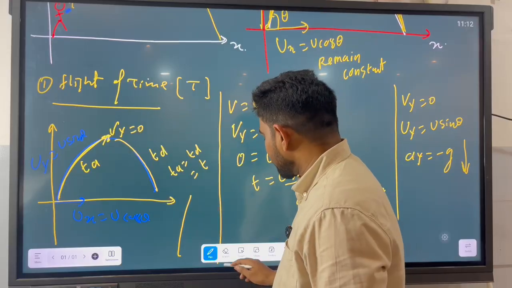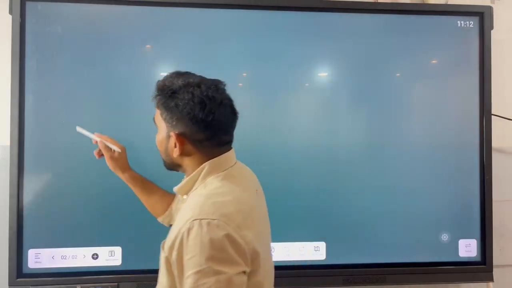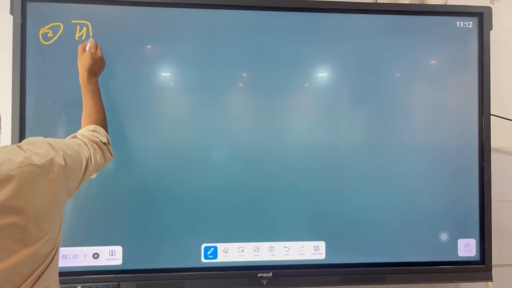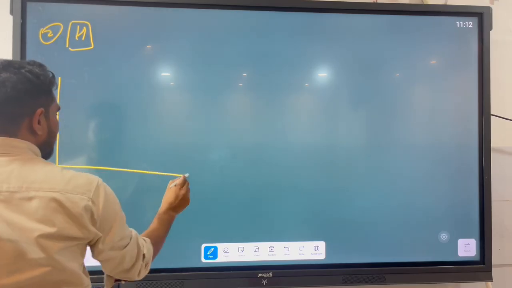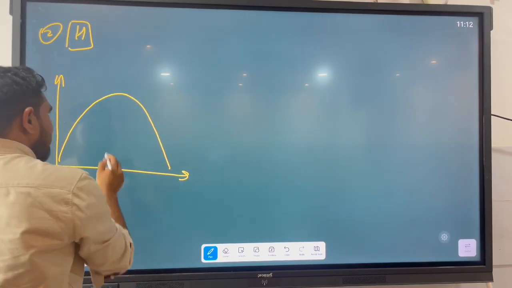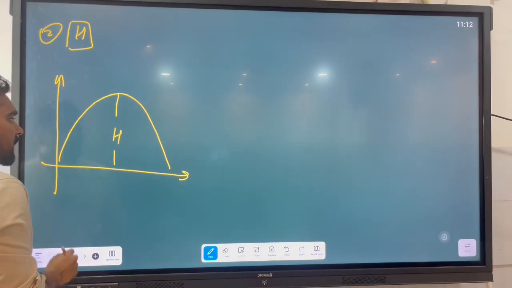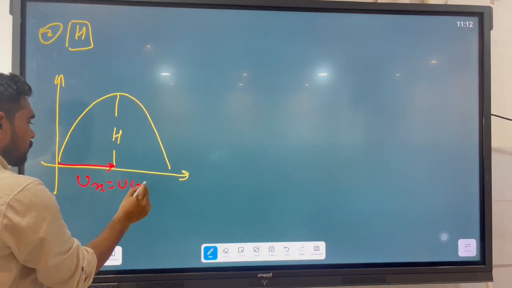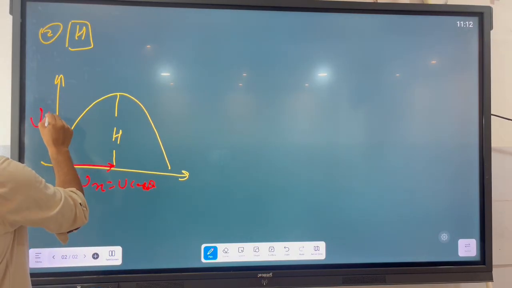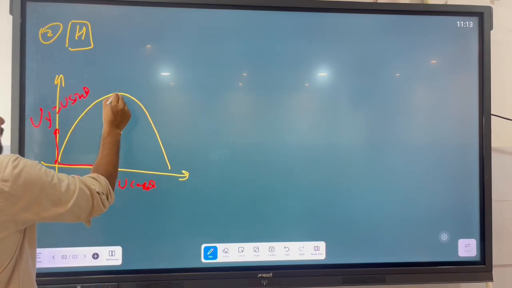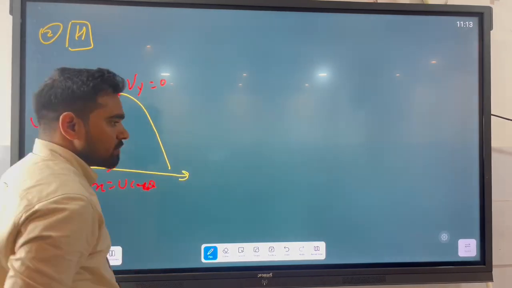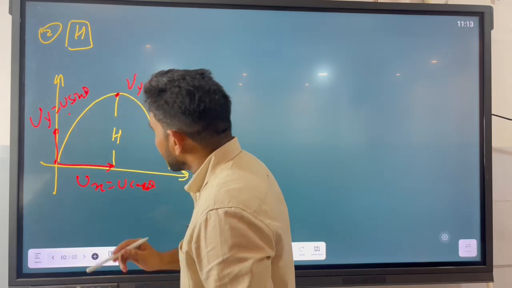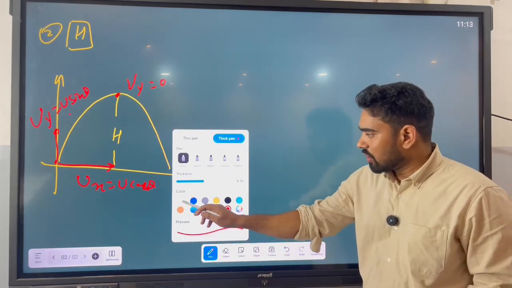For the next calculations, horizontal range and height of projection. For the height of projection, what is the logic? This is the height of projection, right? This is the height, and the components of projectile velocity are ux equal to u cos theta and uy equal to u sin theta, and at this point vy becomes equal to 0. For the height of projection, this velocity is responsible, the vertical component of projectile velocity.